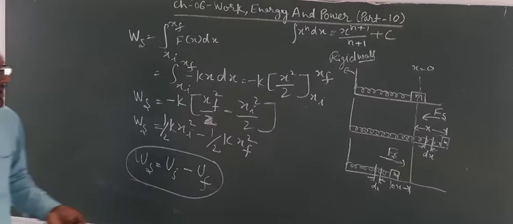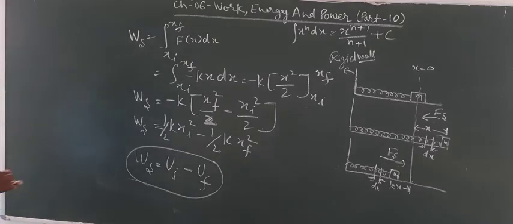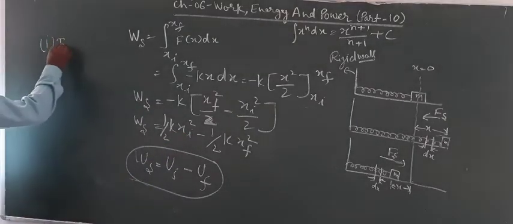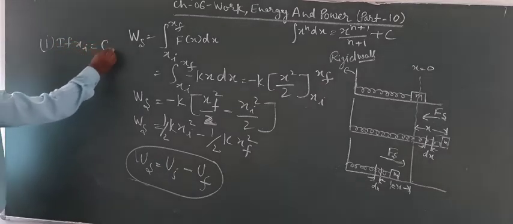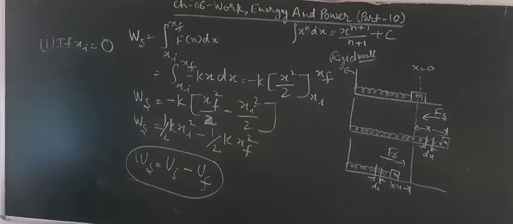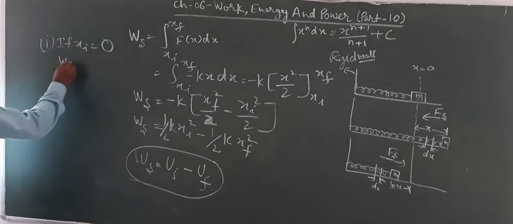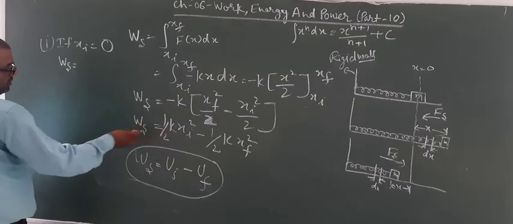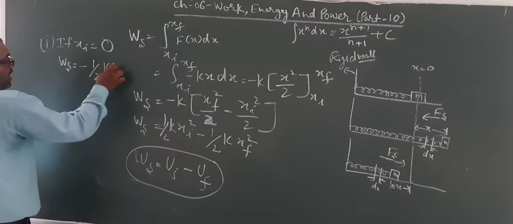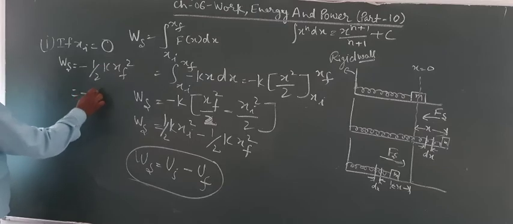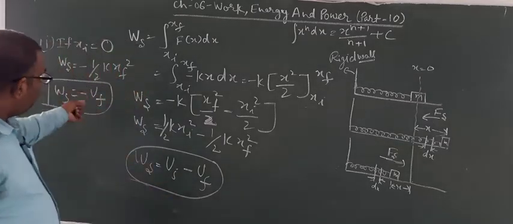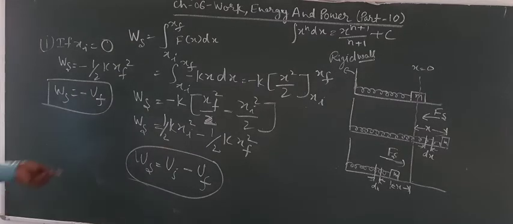Now two different cases we will take here. The first thing is that if we consider the initial position as the equilibrium position, that is xi is equal to 0, then ui is equal to 0, and Ws is equal to minus half k xf square, which is equal to minus U final. That work done by the spring force can be stored as potential energy. Clear? It is stored as potential energy.